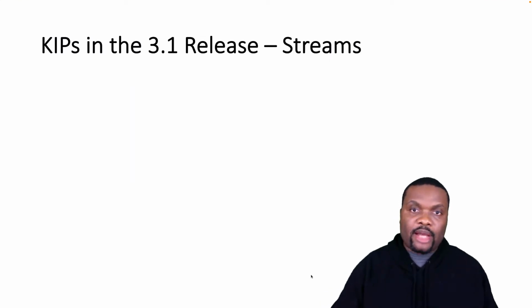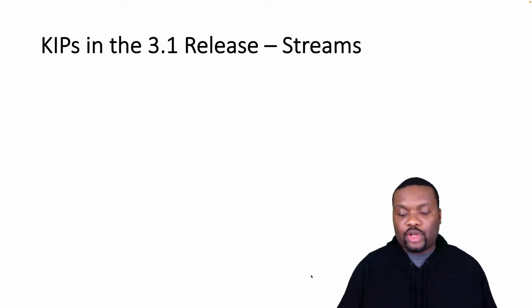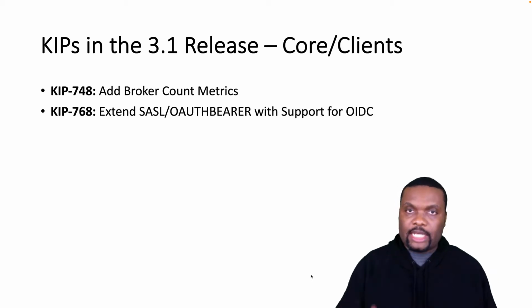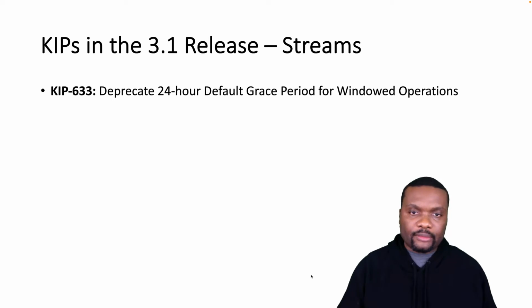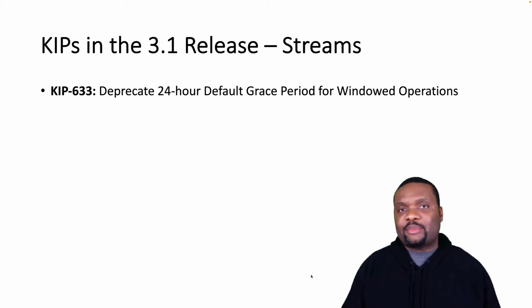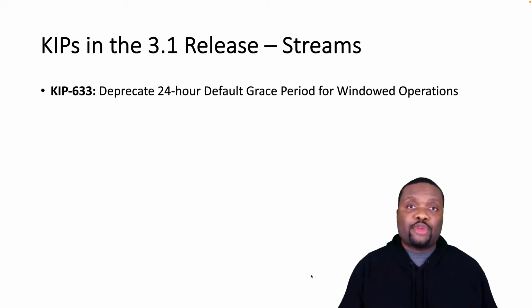Now, coming back to Streams. In the previous one, we just covered all the ones for the core Kafka components and the Kafka client component. In this one, I'm going to be focusing on Kafka Streams in particular. KIP number 633 is about controlling the grace period for windowed operations. Sometimes when you're having aggregates or certain windowed operations like the ones for joins in Kafka Streams, the default grace period is 24 hours.